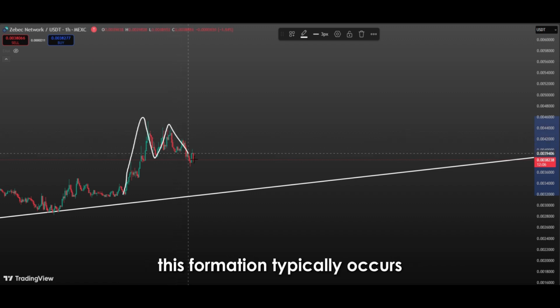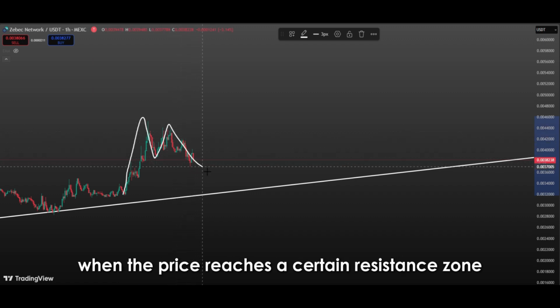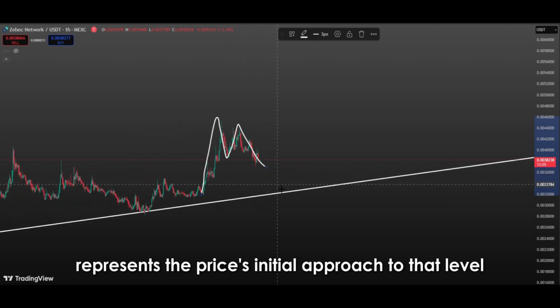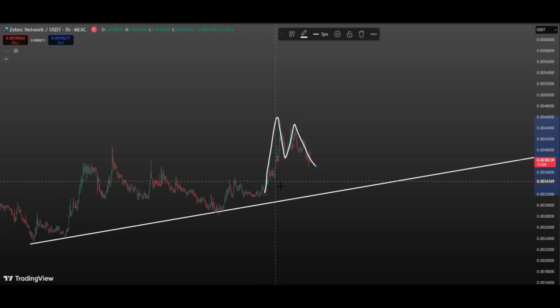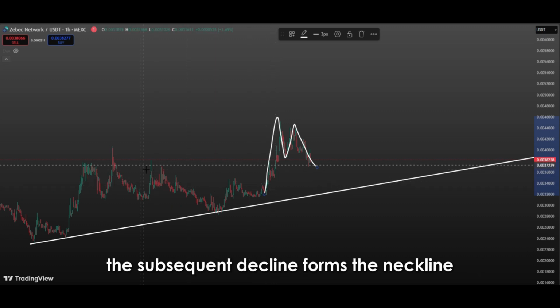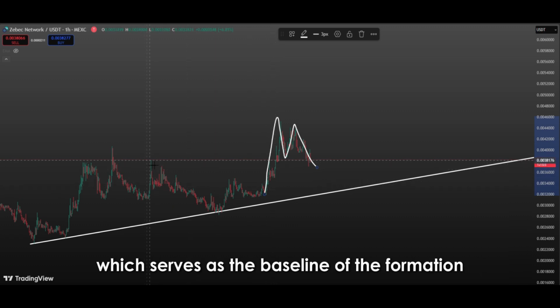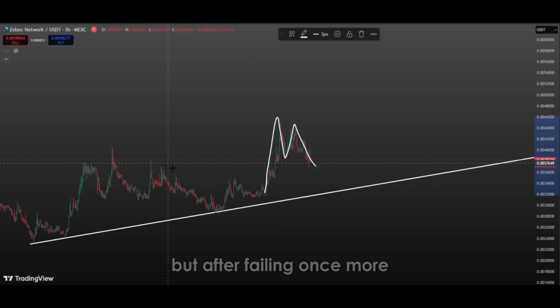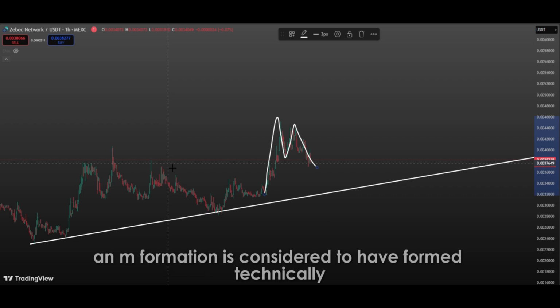This formation typically occurs when the price reaches a certain resistance zone, but fails to break through it on 2 attempts. The first top represents the price's initial approach to that level. The subsequent decline forms the neckline, which serves as the baseline of the formation. Then, the price recovers and tests the same resistance level again, but after failing once more, it begins a downward movement. At this point, an M formation is considered to have formed technically.